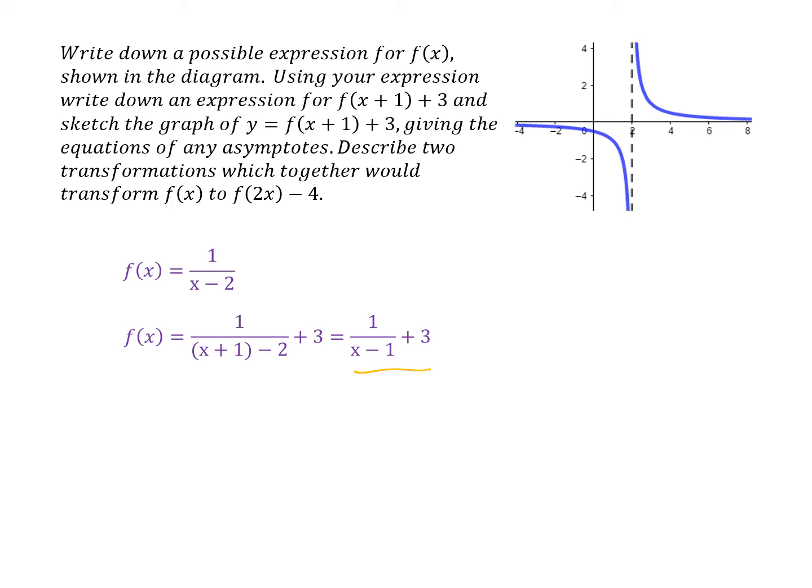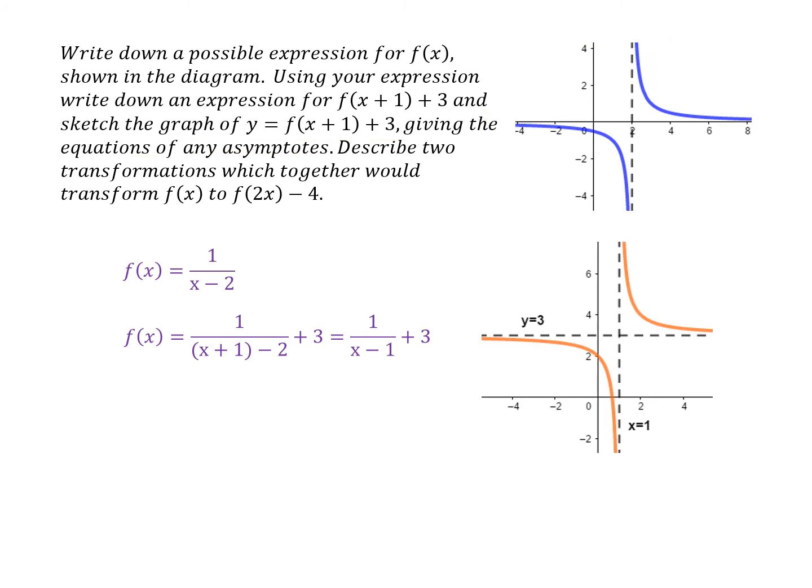So now I've been asked to sketch the graph of that function, giving the equations of any asymptotes. Well, this is a transformation of my f of x here, and I'm shifting it to the left by 1, and I'm shifting it up by 3 units. So that means that the vertical asymptote now occurs when x equals 1, and the horizontal asymptote when y equals 3. So that's what the graph now looks like.